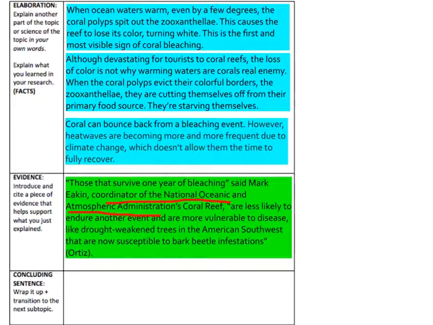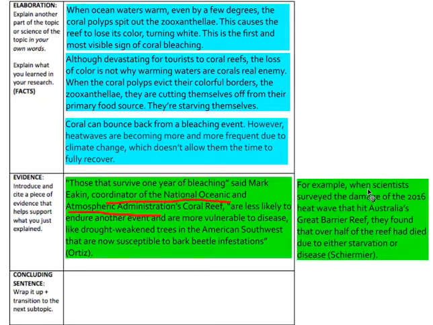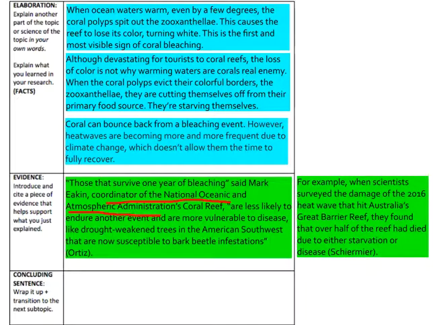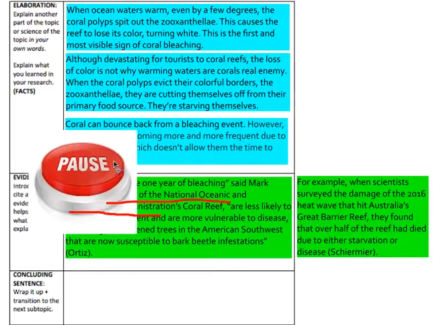So now I'm actually going to use another piece of evidence that is going to support this. I had a great example, so I want to use this here also. So I'm just going to throw this piece of evidence after this first one right here. For example, when scientists surveyed the damage of the 2016 heat wave that hit Australia's Great Barrier Reef, they found that over half of the reef had died due to either starvation or disease. So I'm going to ask you to pause the video now and to go write your elaboration, your second piece of elaboration, and your evidence.